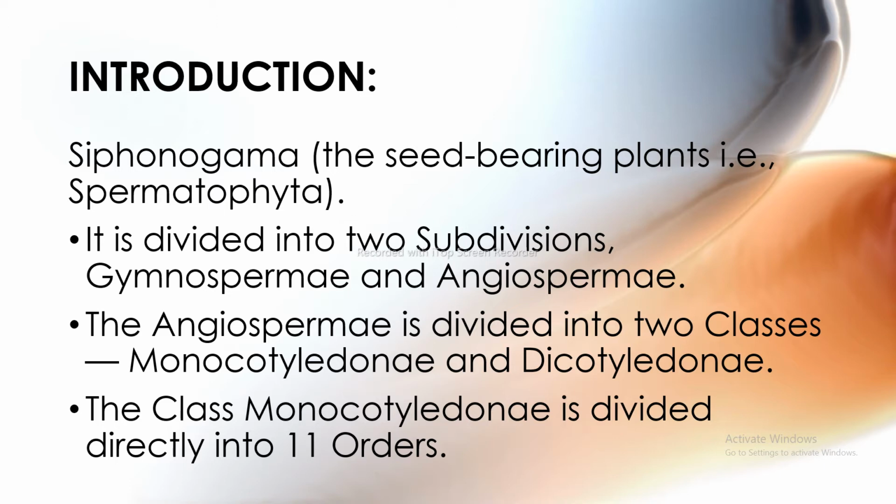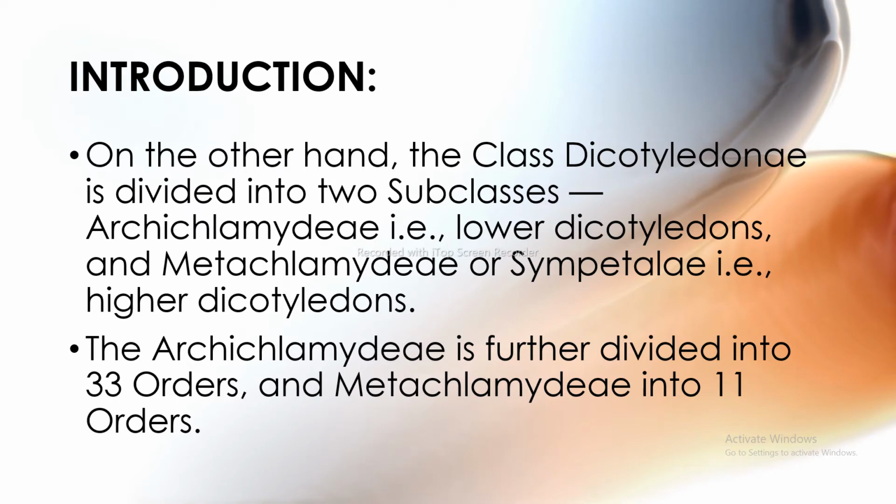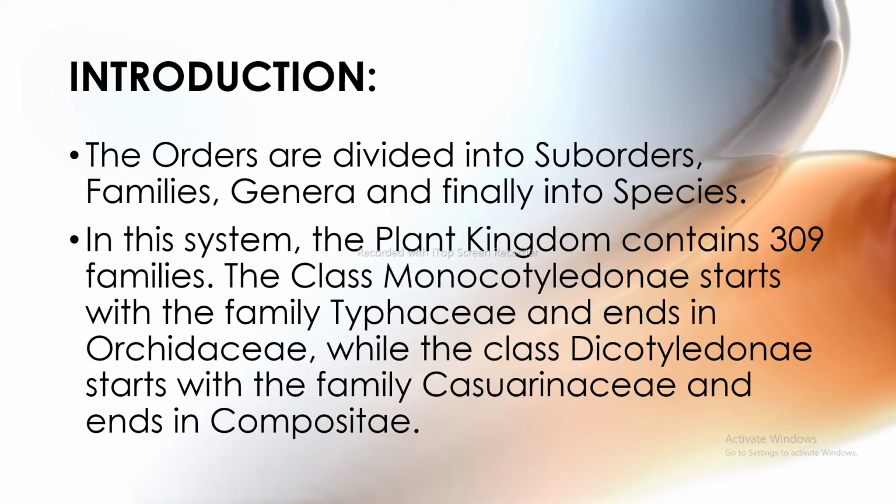The class monocotyledons is divided directly into 11 orders. On the other hand, the class dicotyledons is divided into 2 subclasses. The first is Archichlamydeae, for example lower dicotyledons, and Metachlamydeae or Sympetalae, for example higher dicotyledons. The Archichlamydeae is further divided into 33 orders and Metachlamydeae into 11 orders. The orders are divided into suborders, families, genera, and finally into species.